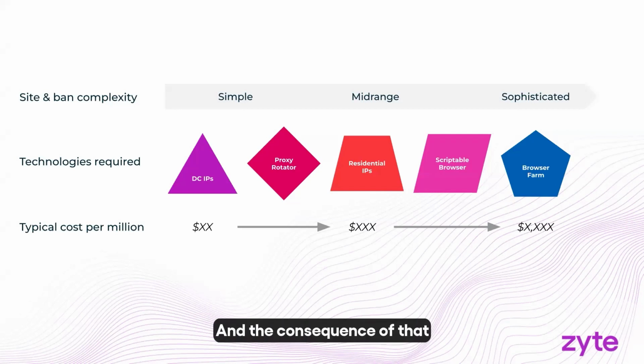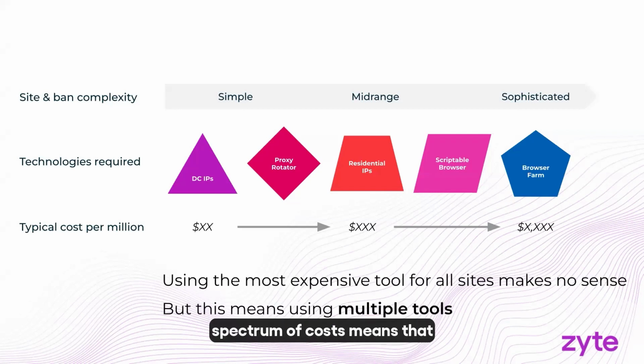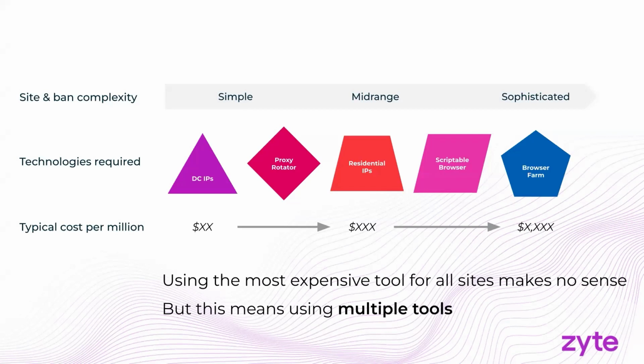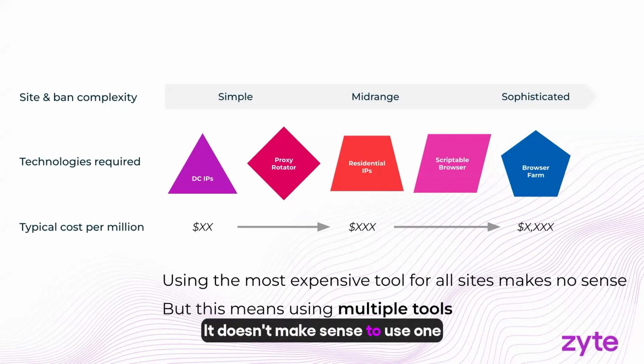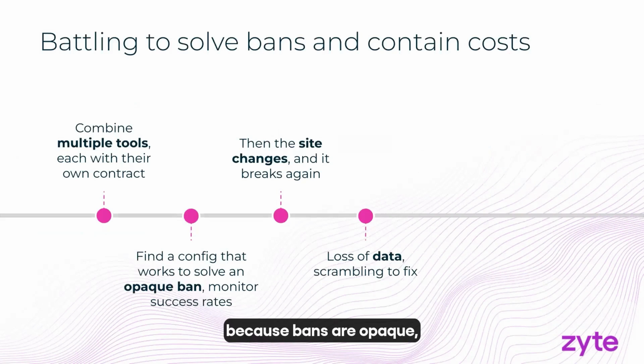And the consequence of that spectrum of costs means that there's no one answer. It doesn't make sense to use one sophisticated tool on the right-hand side to solve all sites. It would just be colossally overpaying. And the consequence of that is using multiple tools. And that is a painful activity, because bans are opaque. They don't give us nice error messages.